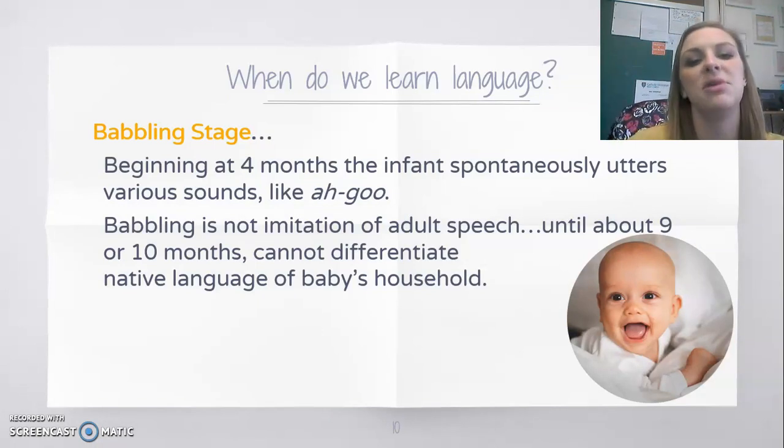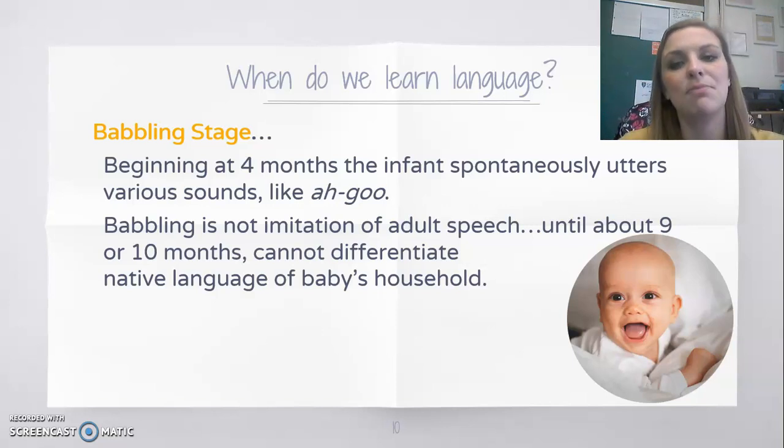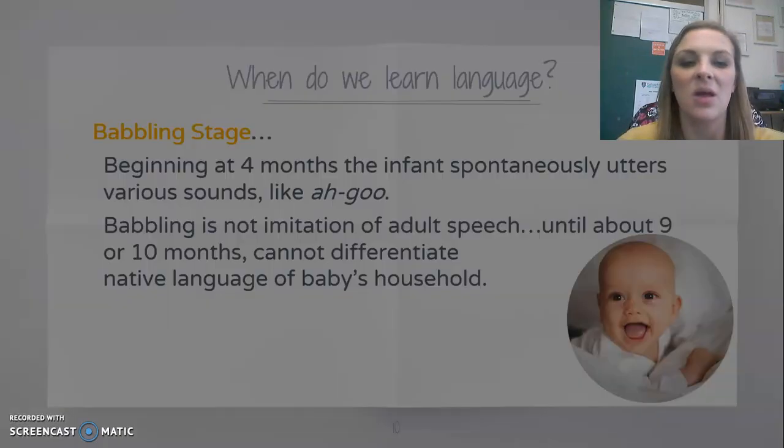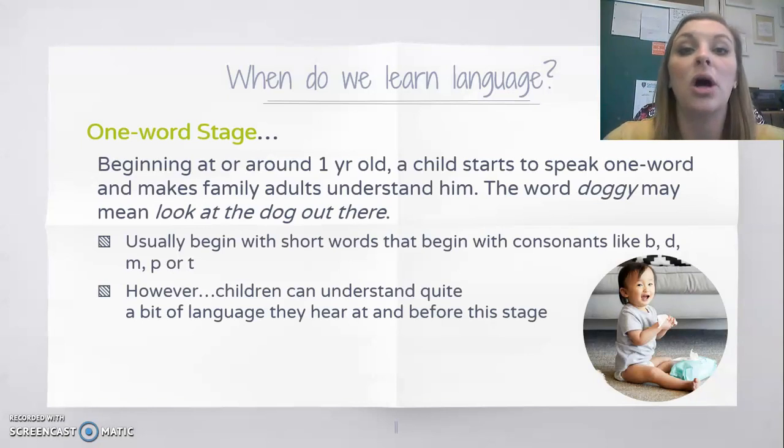So the stages that we learn language are all pretty much the same throughout different cultures. Our first stage begins at about 4 months old, and this is our babbling stage. This is just sounds. Babbling is not imitating adult speech. Okay, so they are not trying to imitate what we are saying. They are merely just making sounds because their body can. About 9 or 10 months, now we can determine what the native language of the baby's household is. But before this, all babies, no matter what language they speak or their family speaks at home, they babble the same.